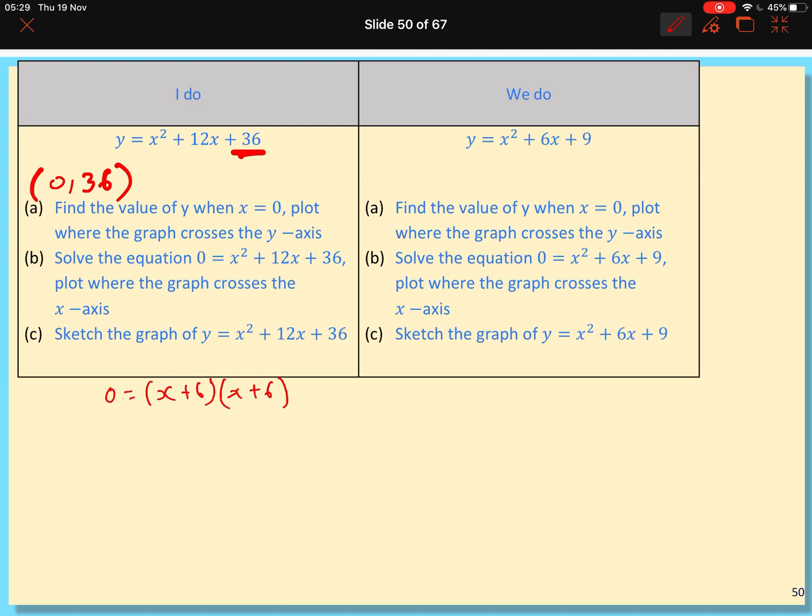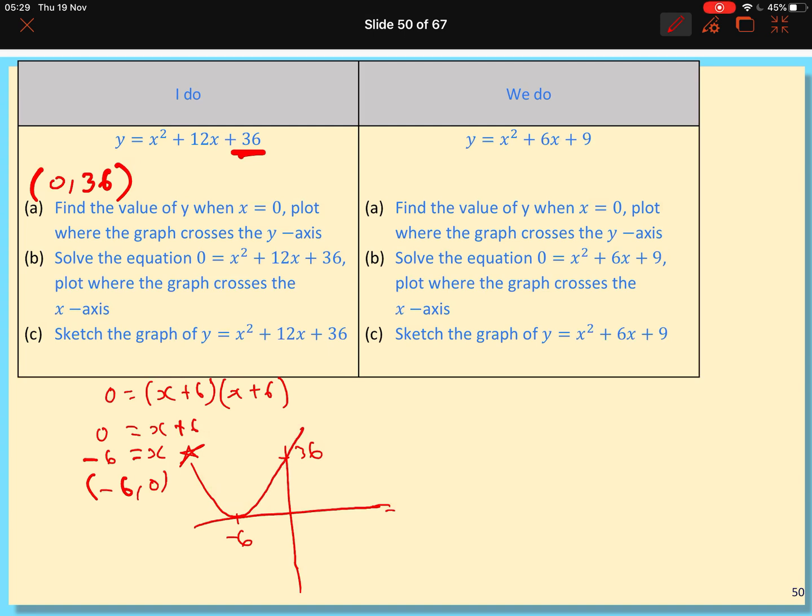All right, so this only has one root, okay? So 0 equals x plus 6, so x is negative 6. Okay, and the coordinate for that will be negative 6, 0. So let's sketch this one root graph. What I mean by one root is it only crosses the x-axis at one place. Okay, so 36 and negative 6 here. And our graph is going to look like this. All right, so pause the video, make a copy of the I do in your notes, and now have a go at the we do question.